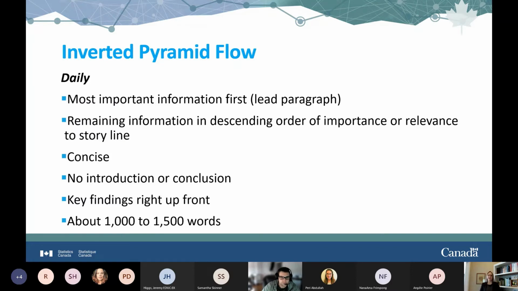It's useful if your audience is the general public or decision makers who you know will not have time to read a detailed methodological report.